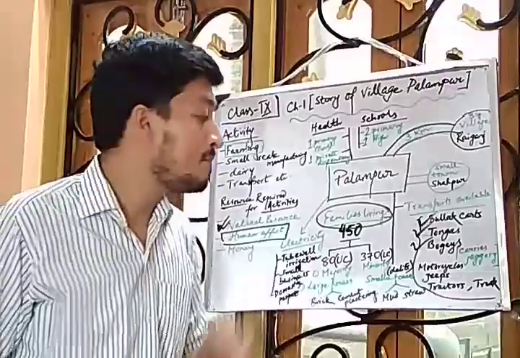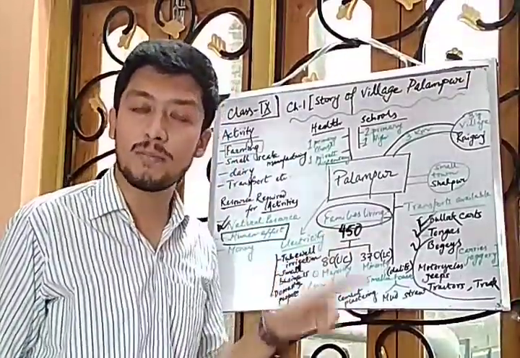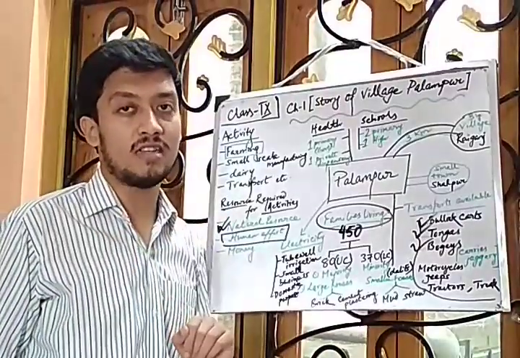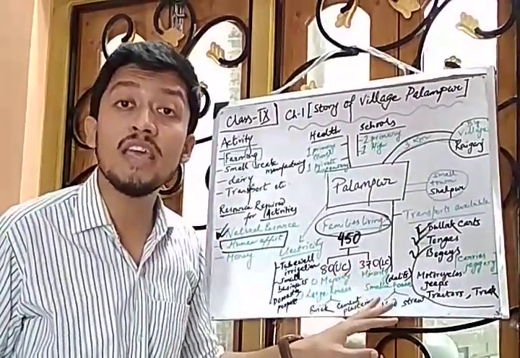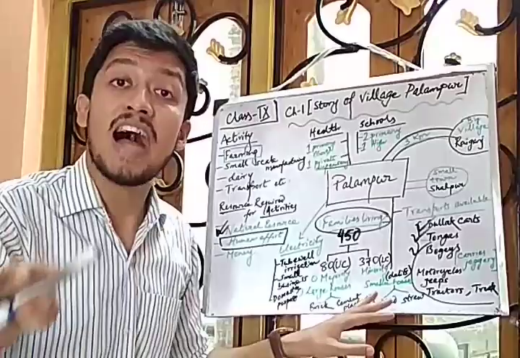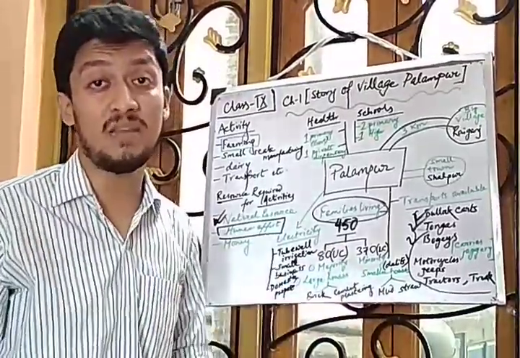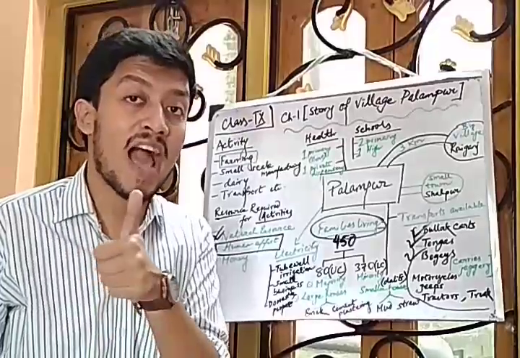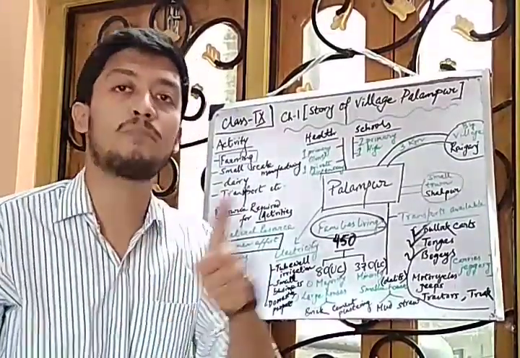On the other hand, these 370 families, those who comprise the minority class, their living standard was something less or something low. They used to live in small huts, and those small huts are basically made up of straw as well as mud. So they actually live in mud houses made up of straw.